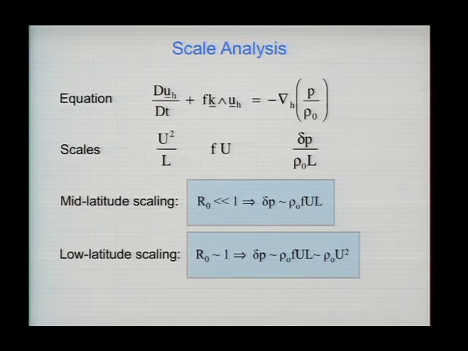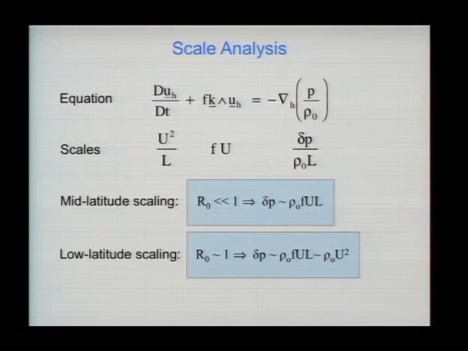But what if the Rossby number were 1, and that's more applicable to the tropics? What that says to us is that everything's important. That this is as important as this, is as important as this. So delta P could be written as balancing F U, or we could say delta P divided by rho U balances U squared on L. Either is equally valid because every term is important. So in other words, delta P is rho F U L or rho U squared.